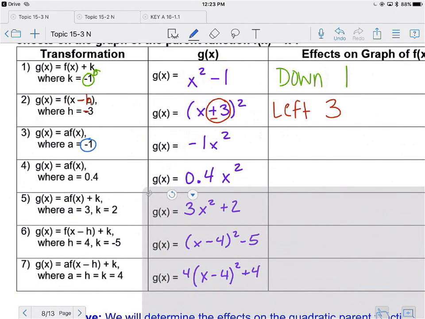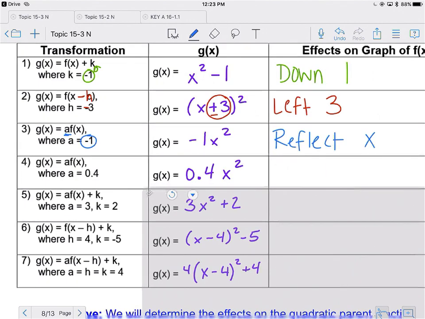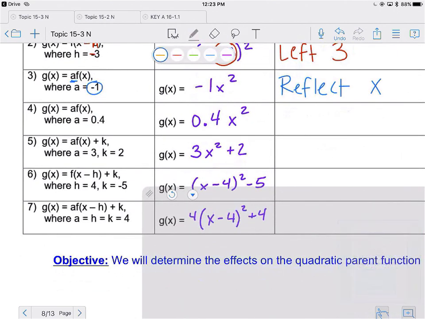They tell me a is -1, so I replace a with a -1, x squared. A negative in front reflects over the x-axis. The 1 is normal, so it does not stretch or compress, and we have nothing else listed to make a change.